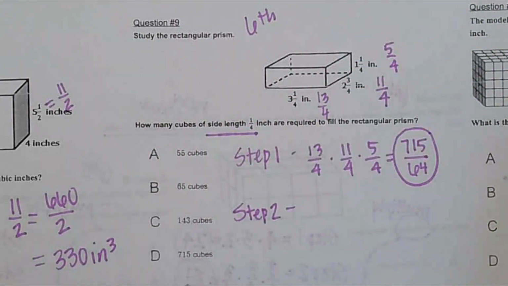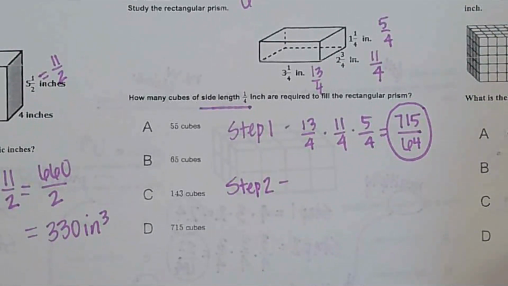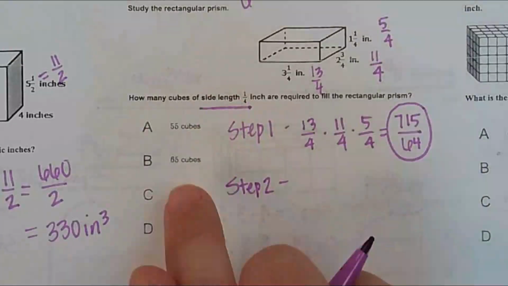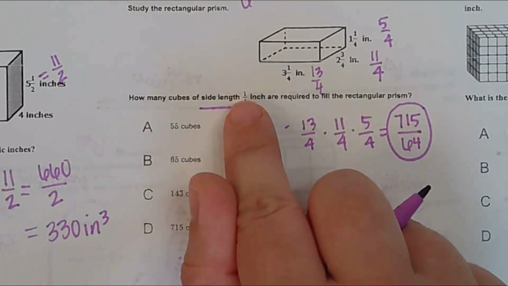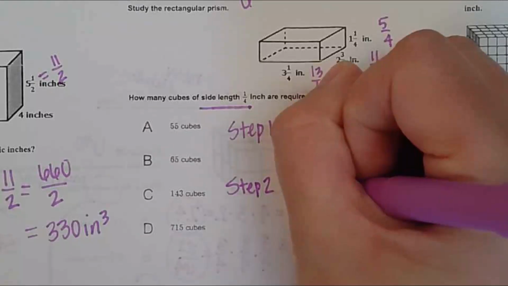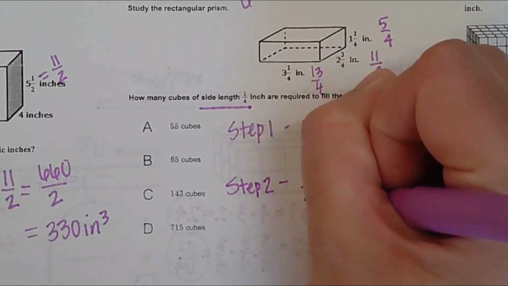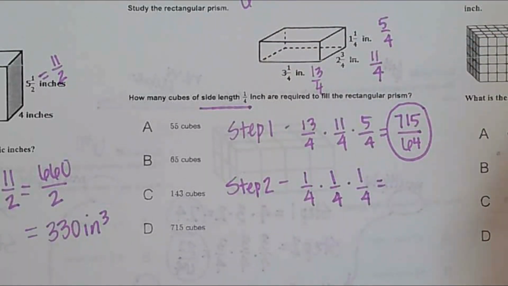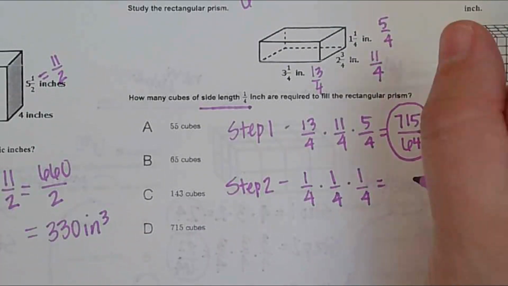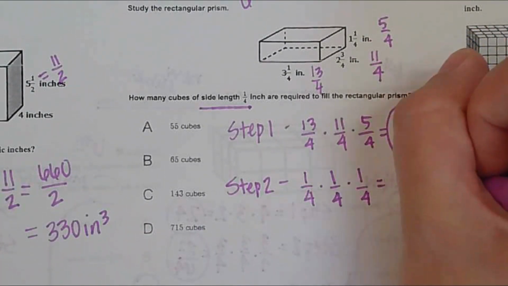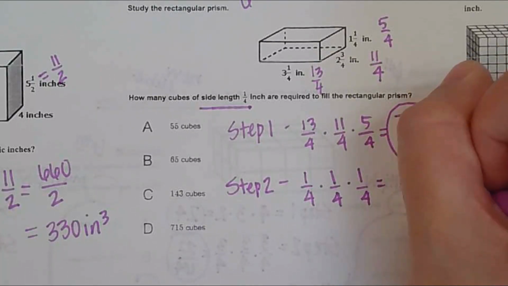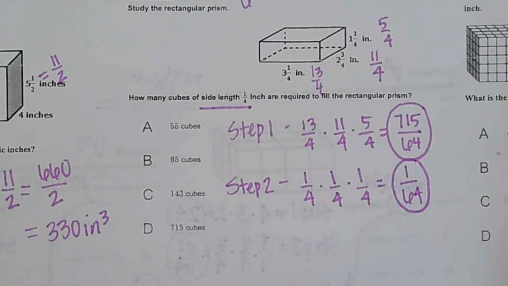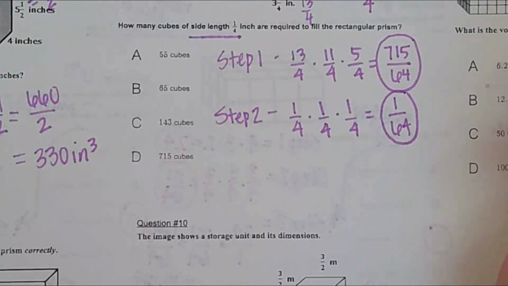What's that new cube length? 1/4. I do the volume for it, just like the other times. 1/4 times 1/4 times 1/4. And you get 1/64. Step 3, you still do the same thing.